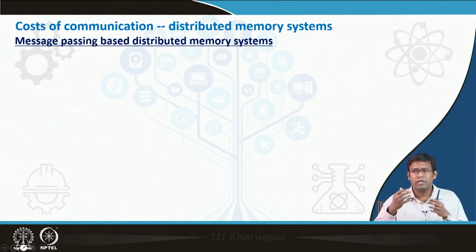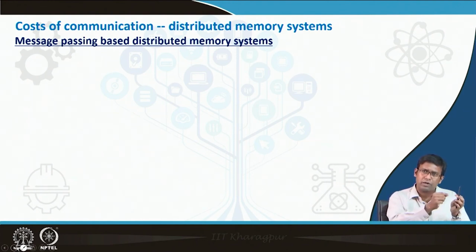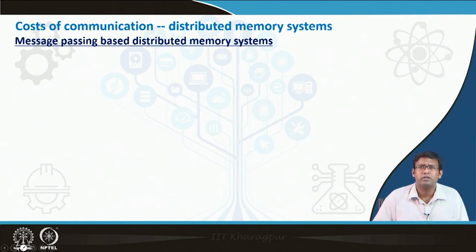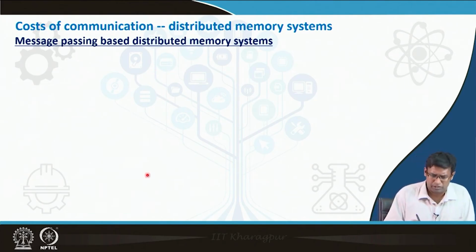In case one computer needs to know something about a memory which is residing in another computer, the other computer has to send the data and this computer has to receive it. So in a distributed memory system, there is a requirement of frequent message passing across the computers. Some message, in the form of information or data, has to be passed from one computer to another, and the other has to receive it. Therefore these distributed memory systems are also called message passing based distributed memory systems.